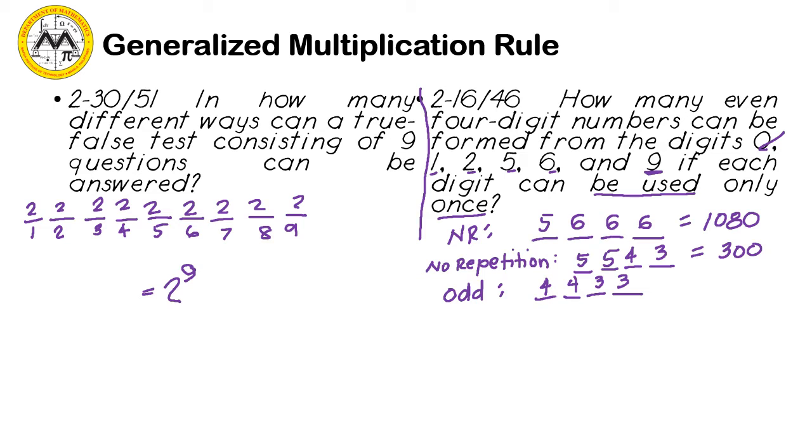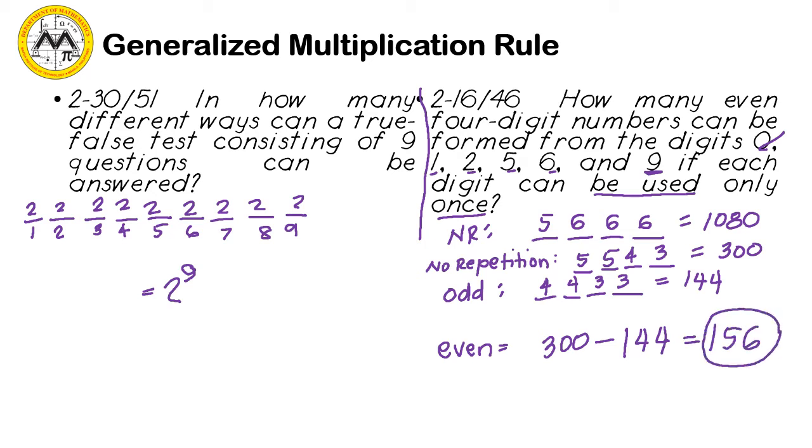And then for the third digit, we already have three numbers selected. So 6 minus 3 is 3. So this is 144. For the even numbers, that would be a total of 300, the total numbers minus the odd numbers. So what's left would be 156. So this is the even numbers.